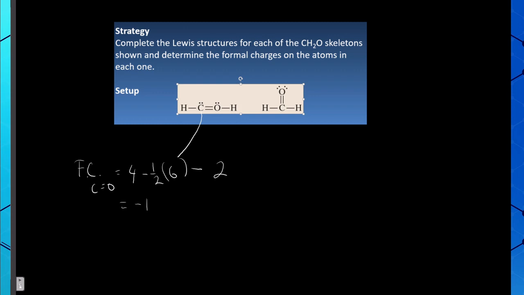And if we do this for this oxygen right here, the same thing. So we start off with the formal charge of the oxygen with the double bond to the carbon, and we end up with 6 valence electrons for the oxygen, minus 1/2 times 6 electrons that are bonded to something else, minus 2 lone pair electrons, and that equals +1.